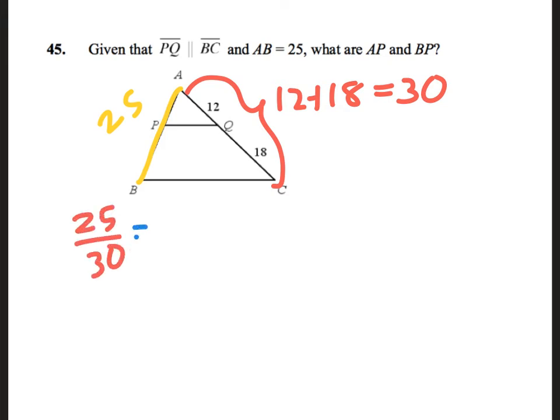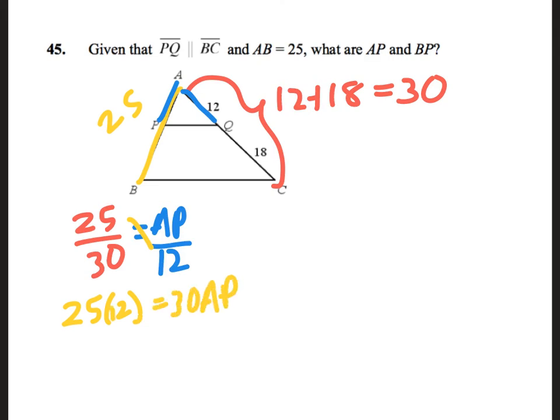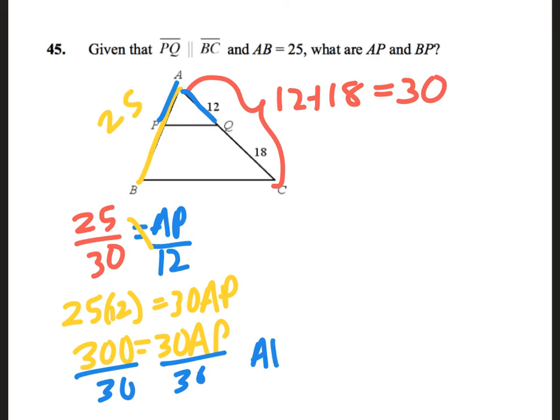And then for my first one, we're going to do equals. This little part, 12, we'll put that on the bottom because it's on the same side as 30. And then we'll just put AP on top because that's what we're looking for. We are going to cross multiply, so I'm going to do 25 times 12 equals 30 AP. 25 times 12 gives me 300 equals 30 AP. Again, we'll divide by 30, and we get AP equals 10.